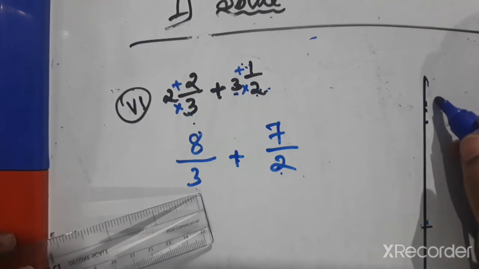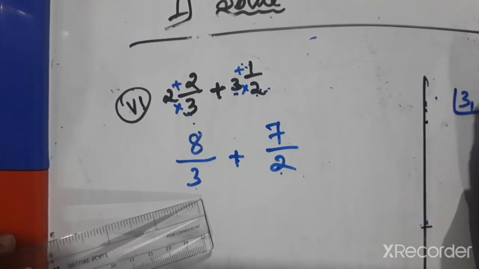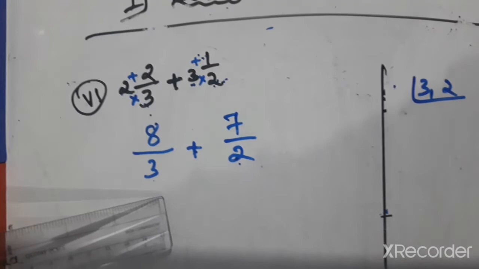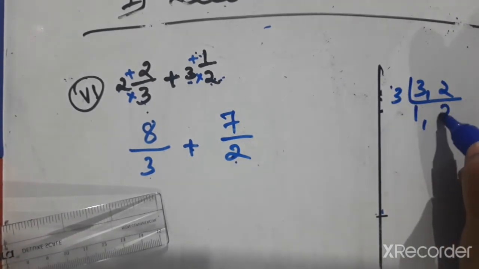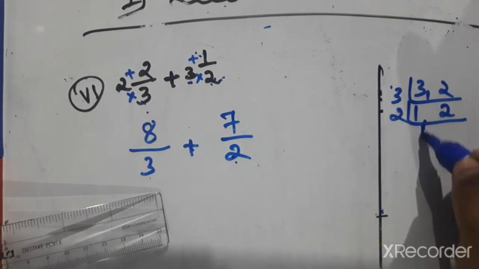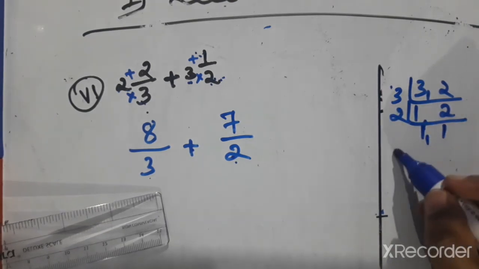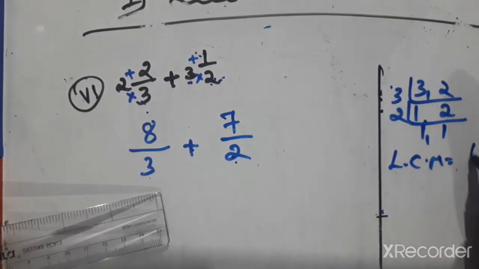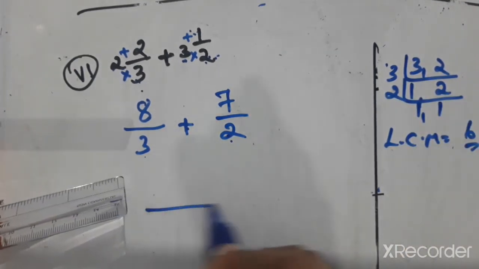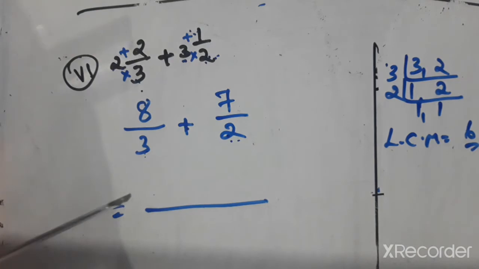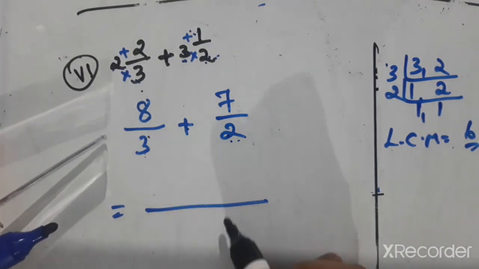Now the LCM of denominators 3 and 2. In which table? 3. 3 ones are 3, 2 as it is, 1 2 ones are 2. So the LCM is 3 2s are 6. The LCM of denominators 3 and 2 is 6.